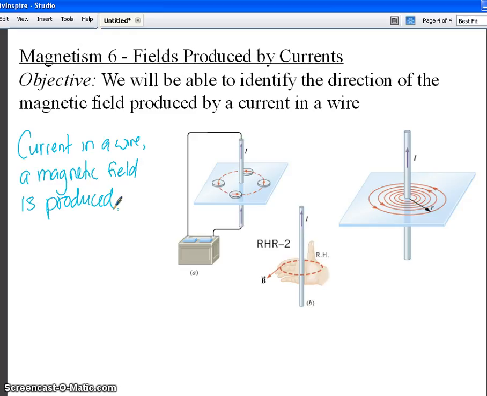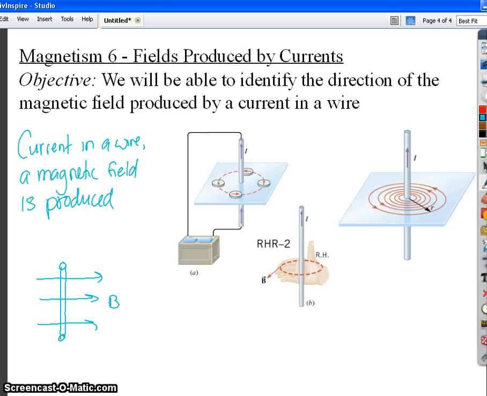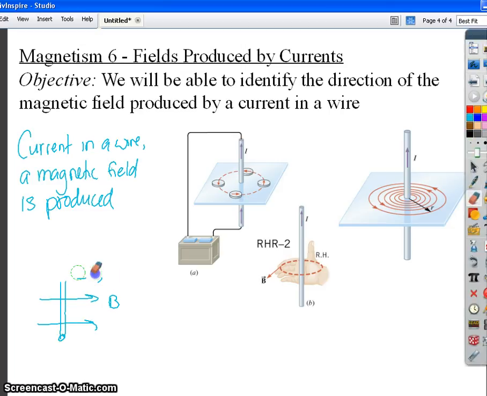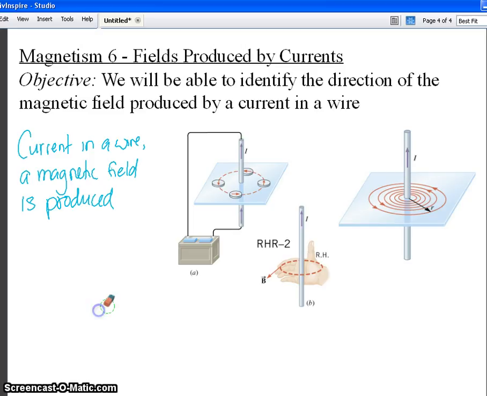So far, we have talked about wires being in a magnetic field. So we talked about having a magnetic field here, and there's a wire in the field. But now we're not talking about that. Now we're just talking about a wire with a current. So there is no magnetic field present, we just have a wire. Well, what we know is that if there is a current in a wire, a magnetic field is produced.